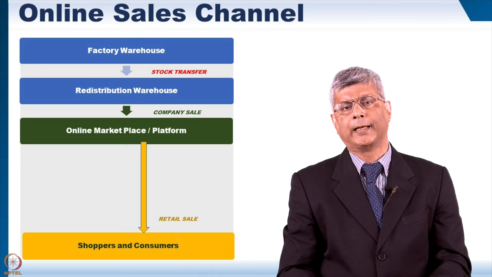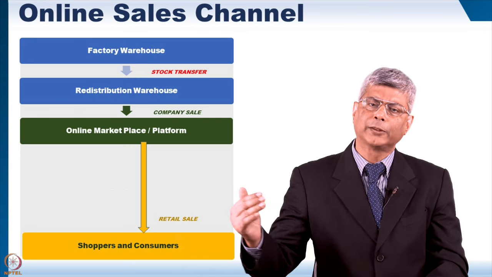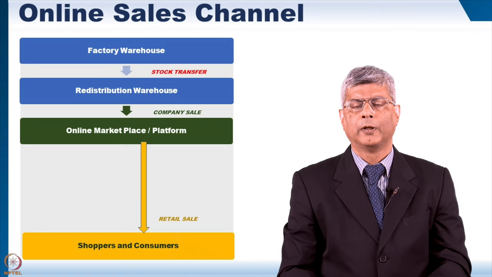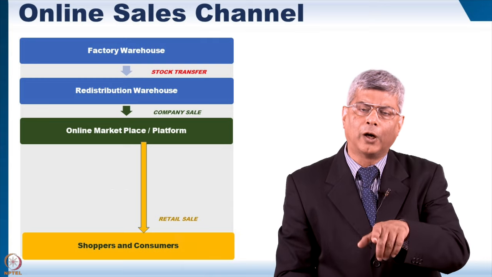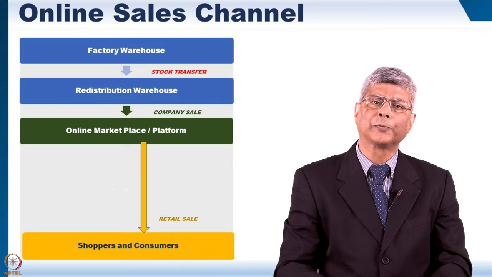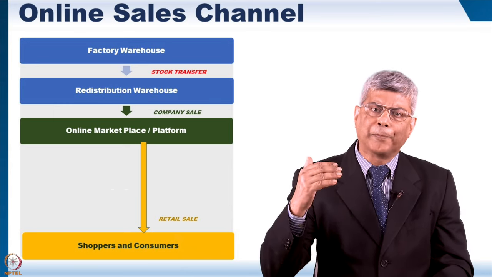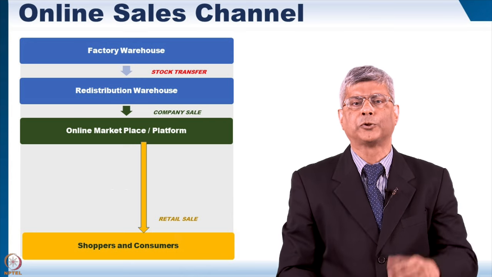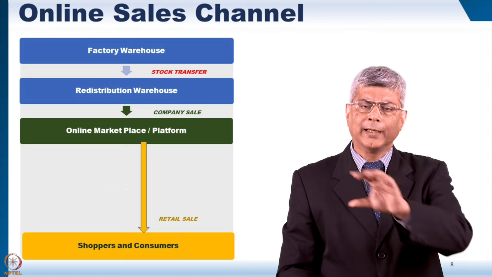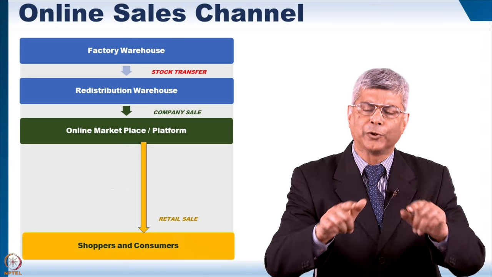The difference here is that from the redistribution warehouses, it doesn't go to the distributor. The goods don't flow to the distributor. It flows to the warehouse of the online platform. So it'll flow to maybe an Amazon warehouse or a Flipkart warehouse or a Nykaa warehouse or a Myntra warehouse. Or if it's a brand, like a Levi's online store that you're buying from, it'll go to the Levi's warehouse maybe. And then you have this online store portal from which you and I can go and buy.